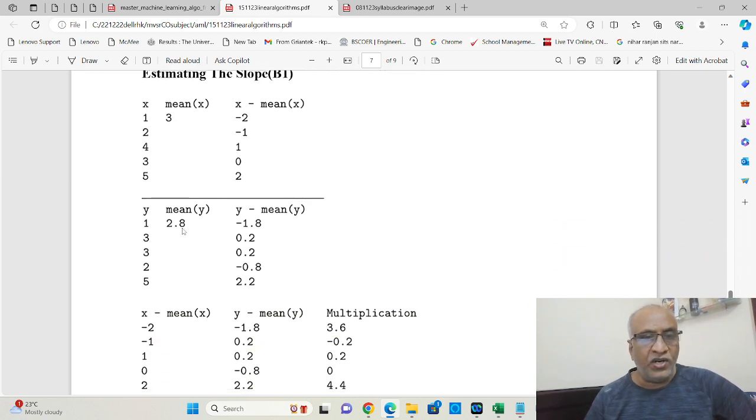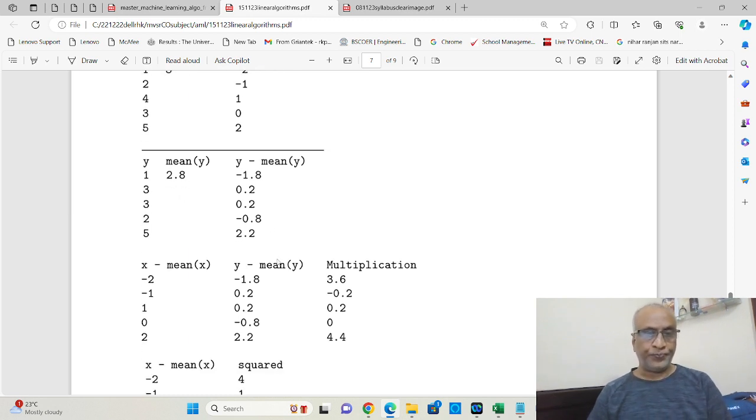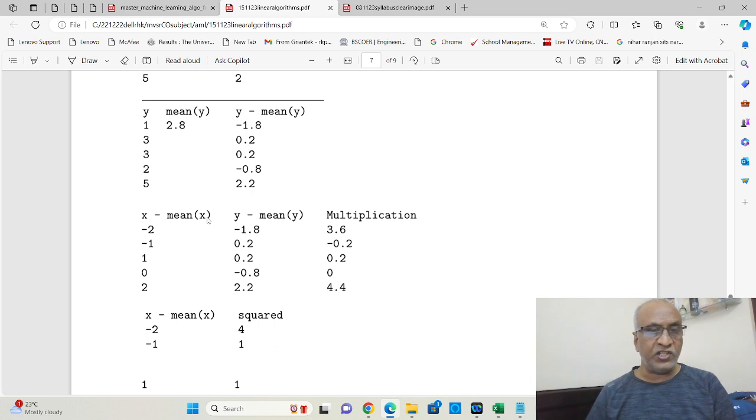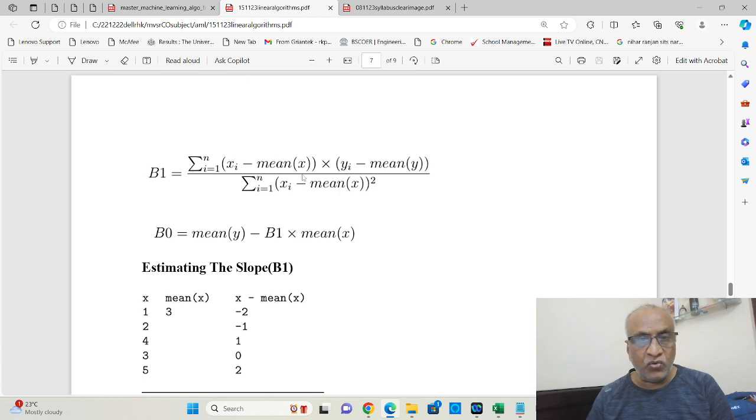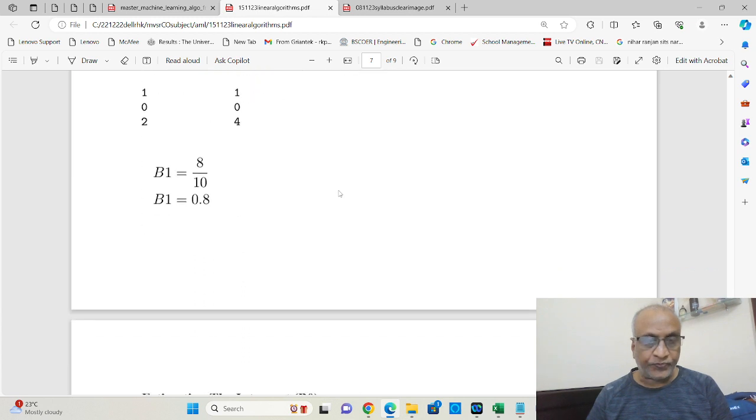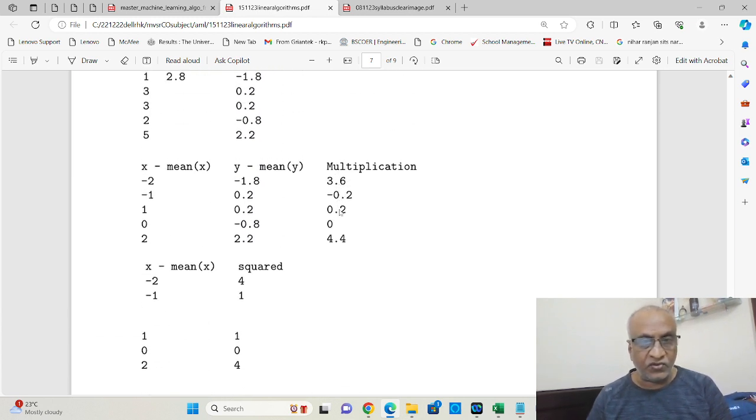Similarly, the mean of y is 2.8. So for all values of y, we are calculating y minus mean of y. 1 minus 2.8 is equal to minus 1.8. 3 minus 2.8 is equal to 0.2. 3 minus 2.8 is equal to 0.2. 2 minus 2.8 is equal to minus 0.8. 5 minus 2.8 is equal to 2.2. Now we know x minus mean of x, and we know y minus mean of y. So we have to multiply them. So this is the multiplication of all of them.